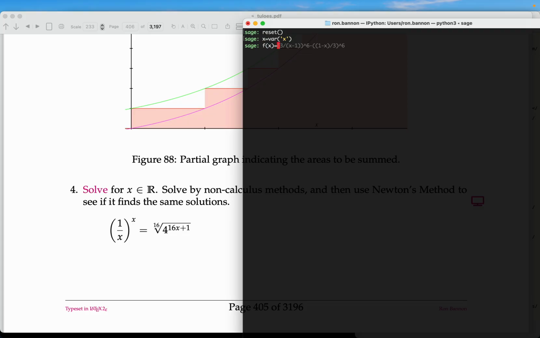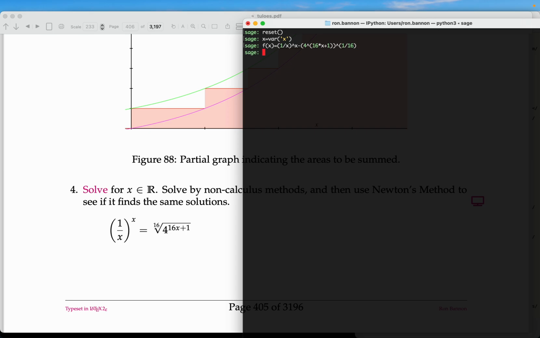f of x is going to be equal to 1 divided by x to the x power minus, now I'm solving for 0 because Newton's method is going to be looking for the root, 4 to the power 16 star x plus 1. I'm going to close the power out, whoops, I didn't close the power out, and raise it to the 16th power. Part of using a computer algebra system and learning how to do it.